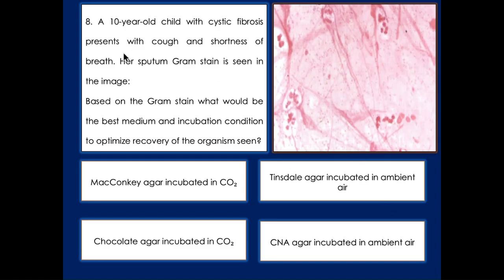8. A 10-year-old child with cystic fibrosis presents with cough and shortness of breath. Her sputum gram stain is seen in the image. Based on the gram stain, what would be the best medium and incubation condition to optimize recovery of the organism seen?